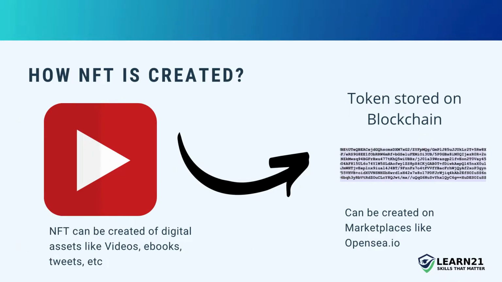So how is it created? You can take any digital asset like videos, ebooks, tweets and create an NFT out of it. So basically what you are doing is you are taking that asset and creating a token. Token is nothing but just data which stores the ownership, who is the owner of that token and the underlying asset as well. And there are marketplaces like OpenSea.io, and I'm sure there must be others, where you can create tokens which are unique tokens for that digital asset.